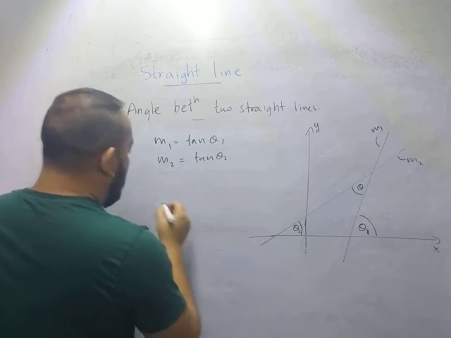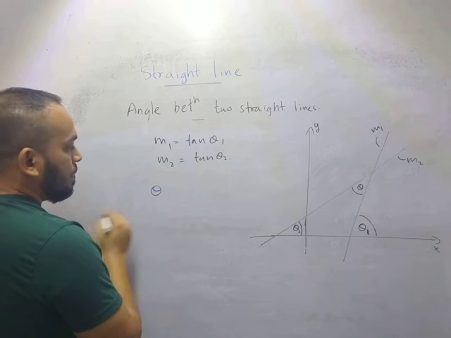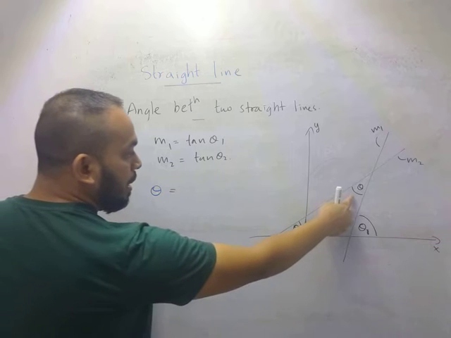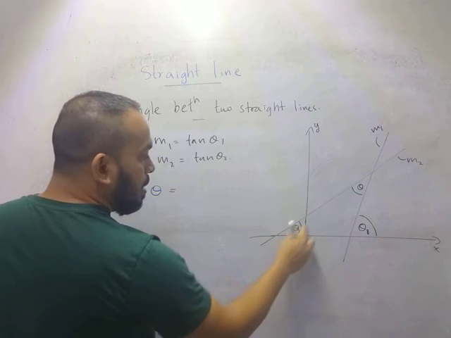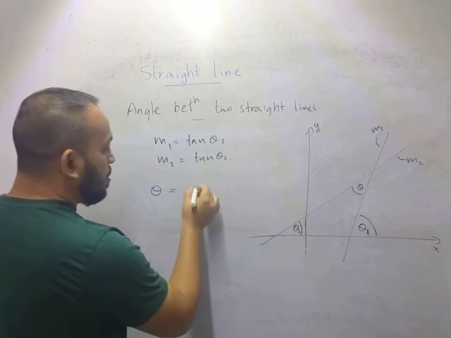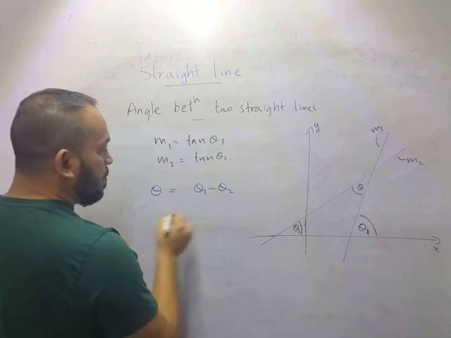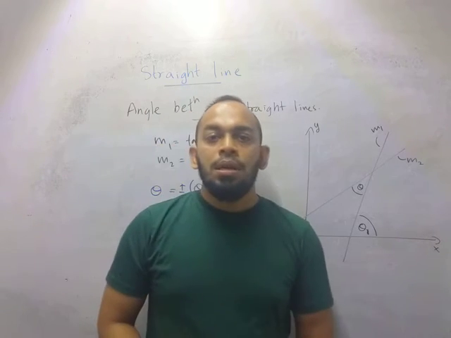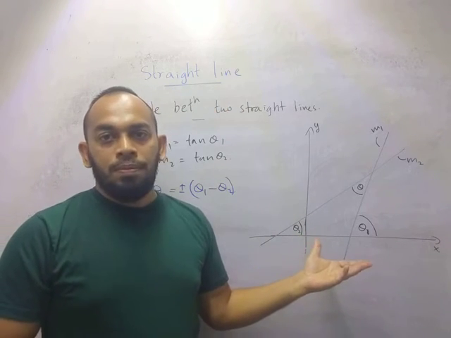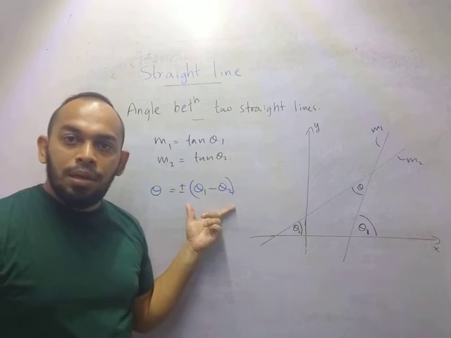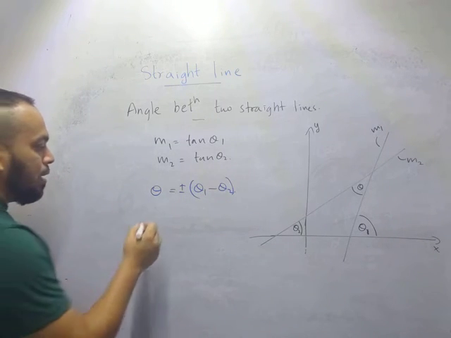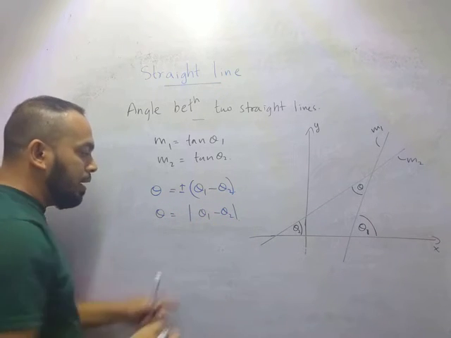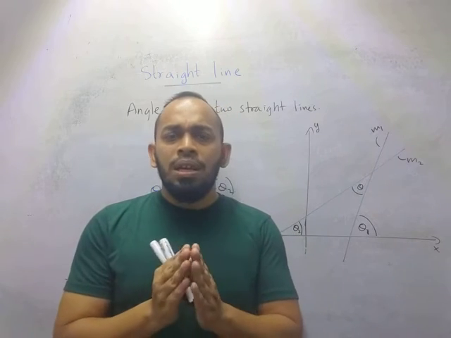So this angle theta, this is what we need to find. Theta plus theta 2 equals theta 1, so theta is theta 1 minus theta 2, this difference. Now here I'm going to put plus or minus because I don't know which one is greater out of these two. To get rid of plus or minus, I can put a modulus sign. We need only the acute angle.